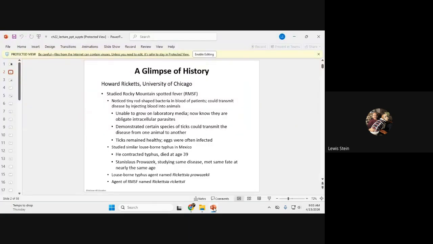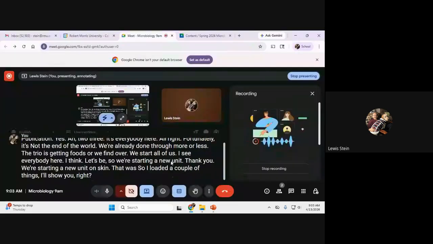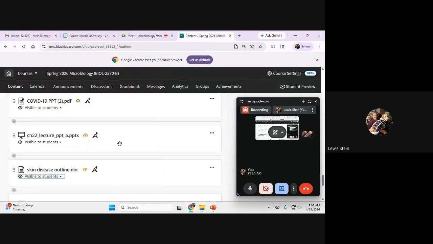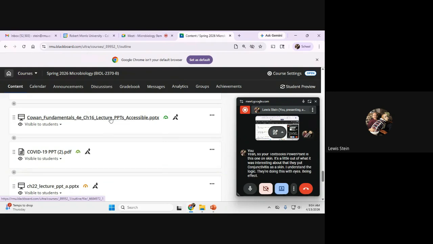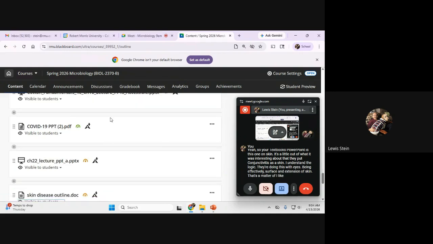So I loaded a couple of things. I'll show you right now. Here we are. The textbook's PowerPoint is this one on skin. It's a little out of order. What's interesting is they put conjunctivitis as a skin condition. I understand the logic, with eye issues being effectively surface and an extension of skin. I like it the other way with regard to respiratory. That's just me. It won't be a big deal because it covers the same information.